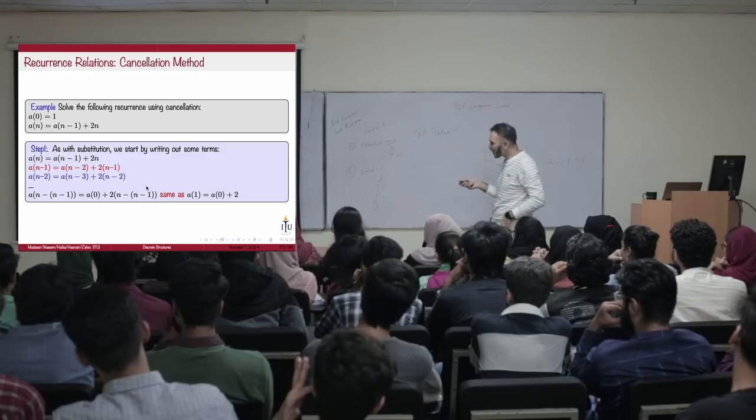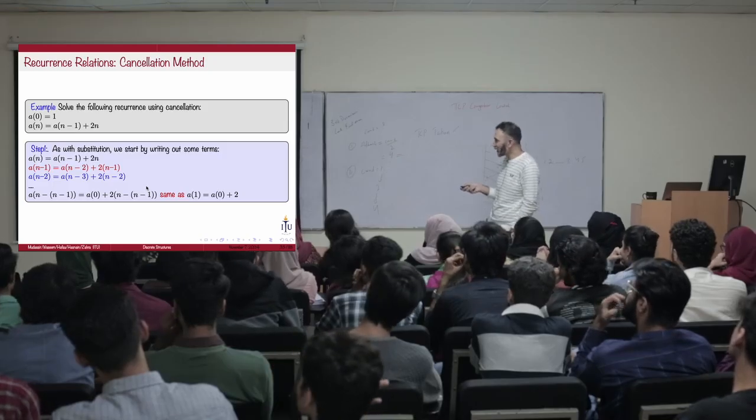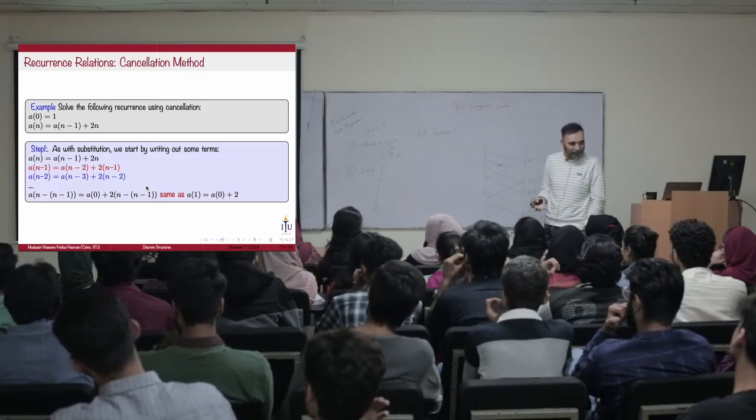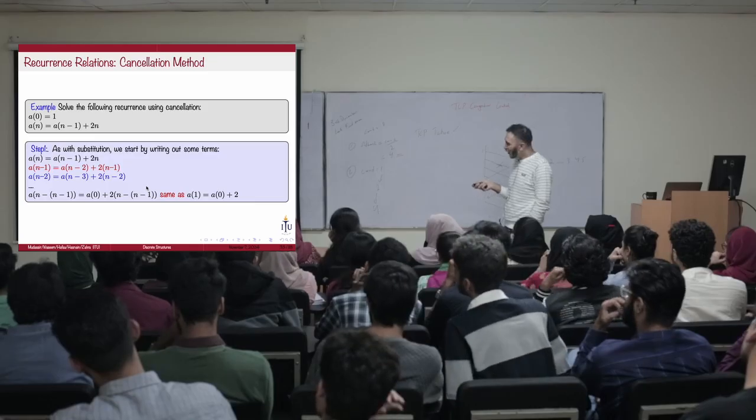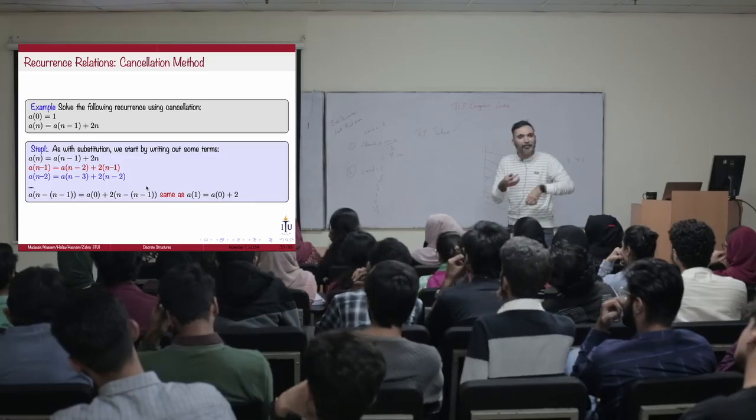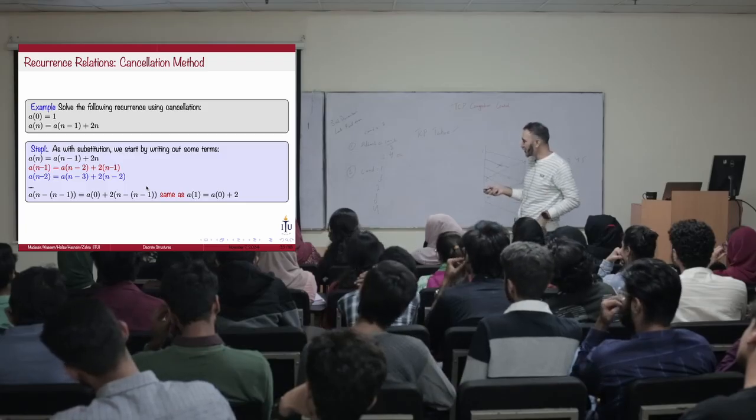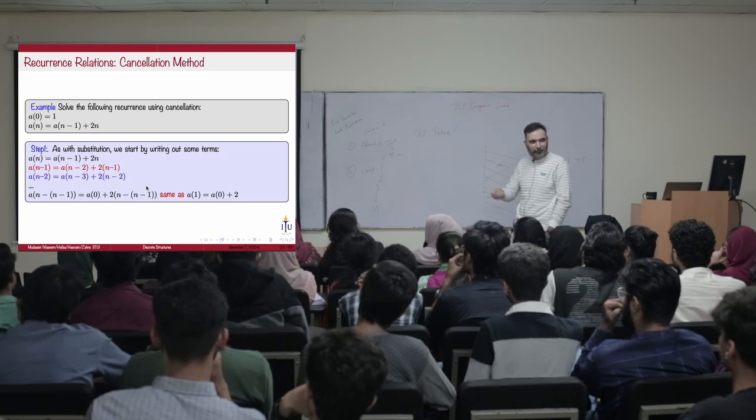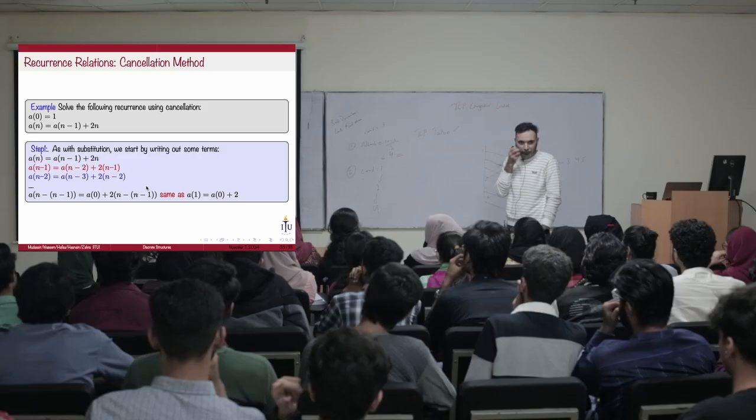So for example, this A(n-1) would cancel out because there is an A(n-1) on the left, and there is an A(n-1) on the right. A(n-2) would be cancelled. All of these recurrent terms would be cancelled. You would still have 2 times n, 2 times (n-1). These terms would be there. You just need to count them, but the recurrent terms would be gone.